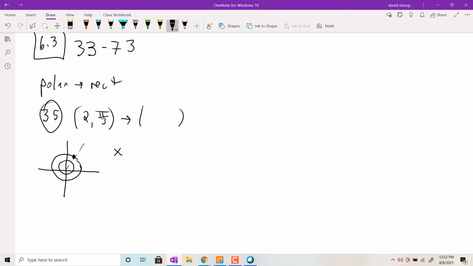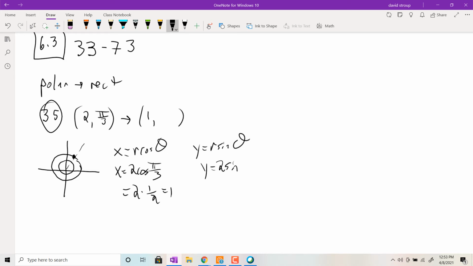The x and the y value will be from the r cosine formula, so don't accidentally put sine. It's r cosine, and then y will be r sine. So what do we have here? x is equal to 2 cosine of pi over 3, which is basically 2 times 1/2, which is 1, so 1. And then y equals 2 sine of pi over 3, and then you get your radical 3 over 2 kind of thing, all over 2, and then the 2's cancel, and you just get radical 3.